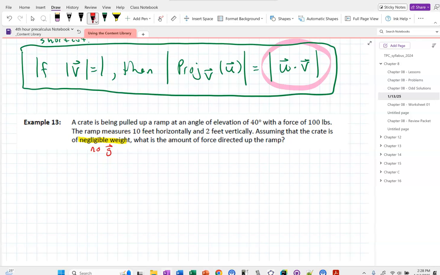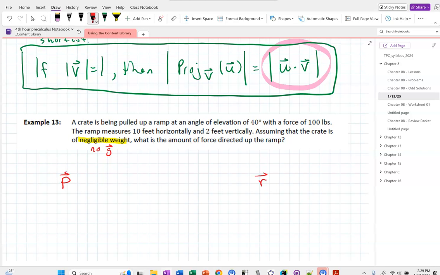So what I have is this pull vector and I have a ramp vector. I have the force from the person pulling the crate, and then I have it being directed onto the ramp. Is everybody okay with that?